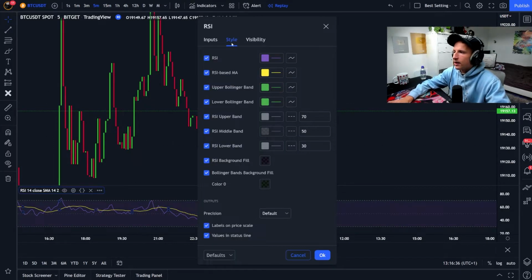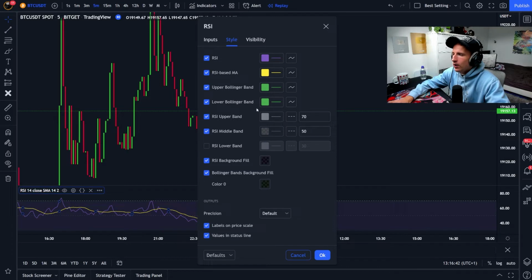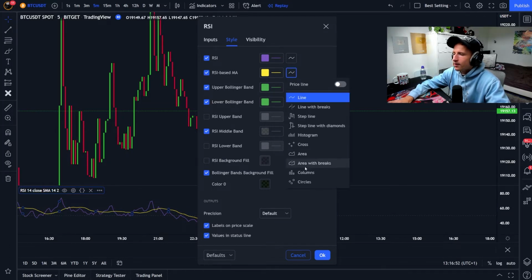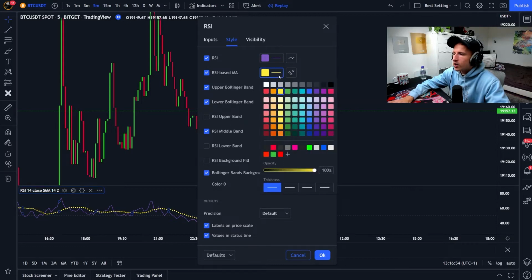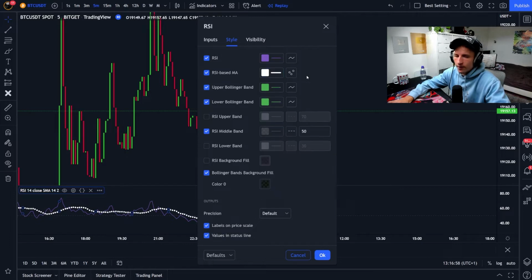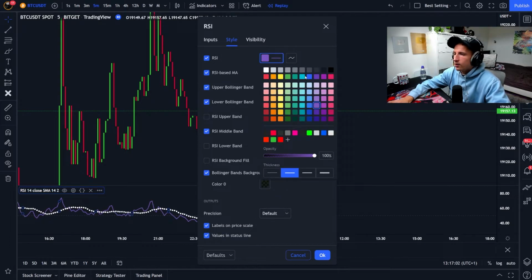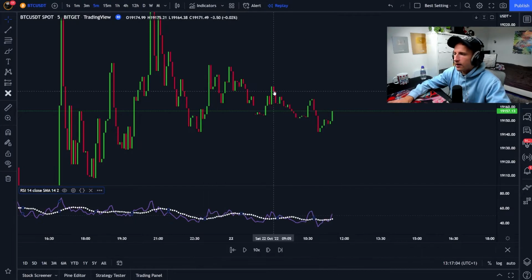So double click on that indicator, and on the style section right here, you want to remove the RSI lower band and also the RSI upper band. Once these are removed, also remove the background fill just here. When that's done, on the RSI based MA, you want to make this circles and also change the color from yellow to white and make this thicker by 1. And on the RSI, you want to make this thicker by 1 as well. And that's it for the RSI indicator.